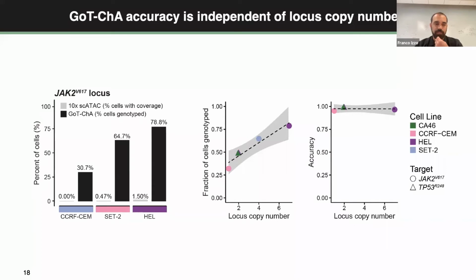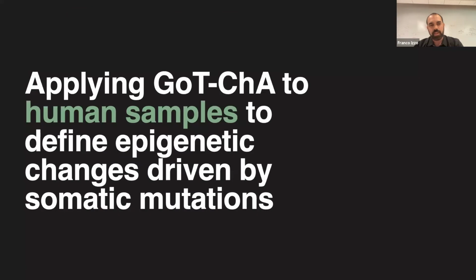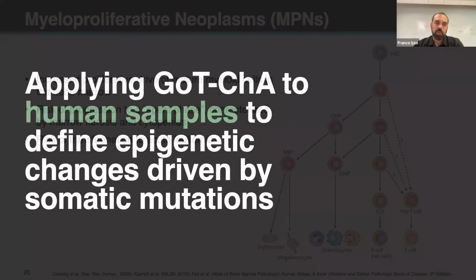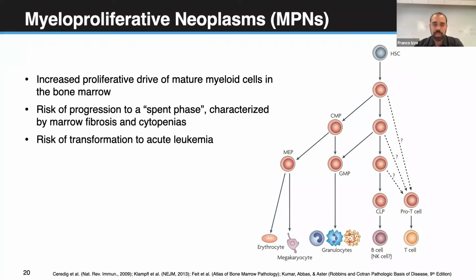So now that we verified the accuracy and the efficiency of GoTChA, we move on to applying GoTChA to human samples to define epigenetic changes driven by somatic mutations. In order to do this, we focus on myeloproliferative neoplasms, which we call MPN for short. MPNs are a group of hematological malignancies characterized by an overproduction of mature myeloid cells. They also present the risk of progression to what is called a spent phase, characterized by marrow fibrosis and cytopenias, and they carry an increased risk of progression to acute leukemia as well.